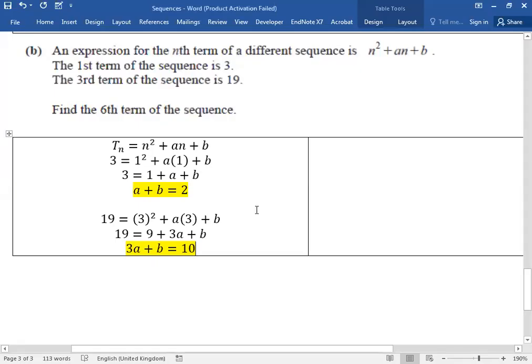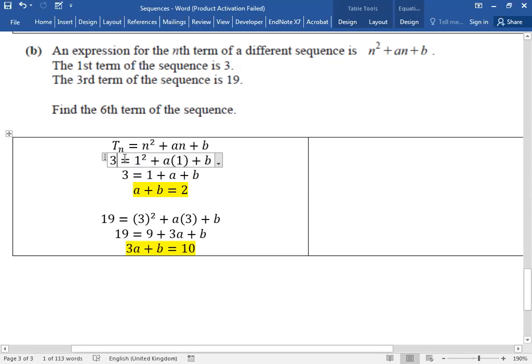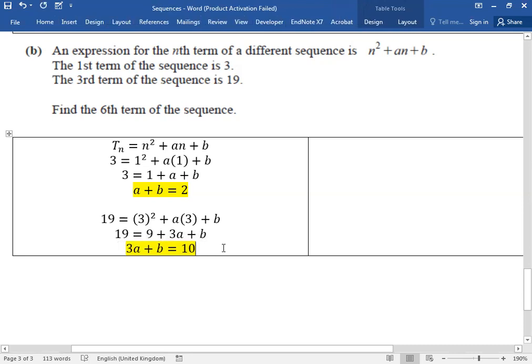In the next part, the question says that the first term of the sequence is 3. The third term of the sequence is 19. It means if I plug in 1 for n, the entire thing should become equal to 3. This gives me the equation a plus b is equal to 2. Similarly, for the third term, if I plug in 3, the entire term becomes equal to 19. Simplifying, we get another equation, 3a plus b. Now we have to solve them simultaneously to get the values of a and b.